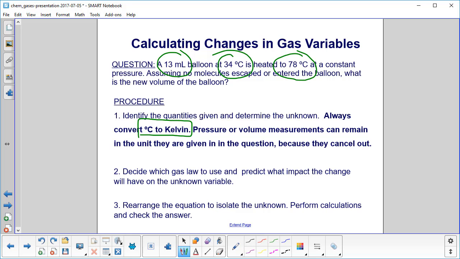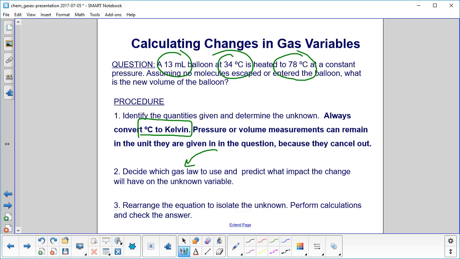Pressure or volume measurements can stay the same because they're going to cancel out anyway. Decide which gas law to use, and you have 4 of them. Predict what impact the change will have. Will the variable go up or go down? This is a good way of checking your math.